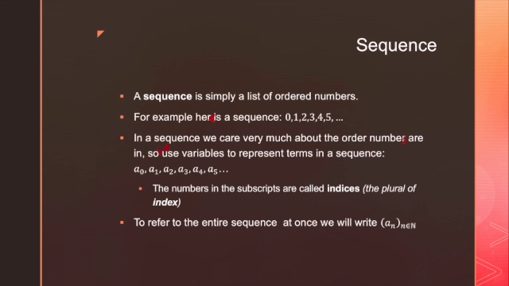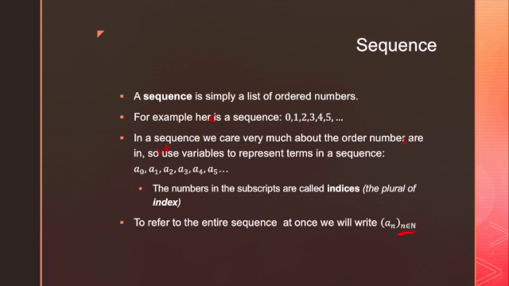The numbers in the subscripts are called indices. That's just the plural of index. And to refer to the entire sequence, we'll write parentheses a sub n for all n an element of the natural numbers. Remember, the natural numbers are from 0 to infinity, and they're just positive numbers.